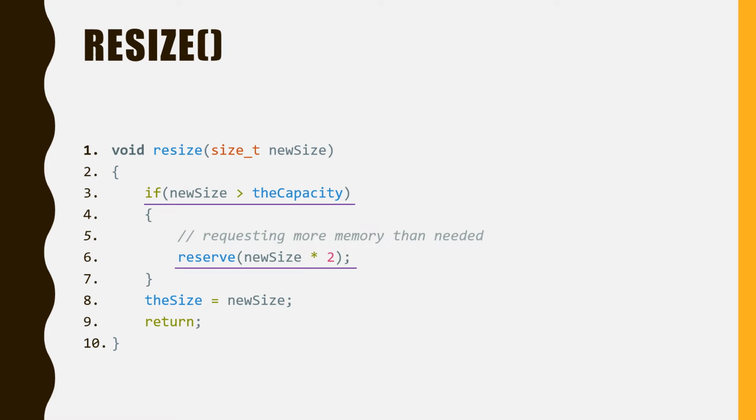In line 3, we are checking whether the new size of the array exceeds its capacity. If yes, we would call the reserve operation to allocate more memory in line 6. Note that we would ask for twice as much as the new size to reduce the frequency of memory reallocation.